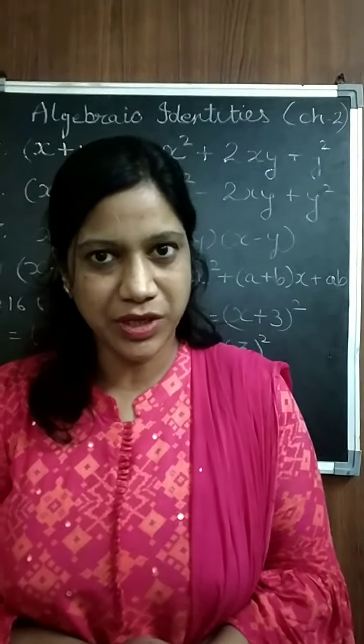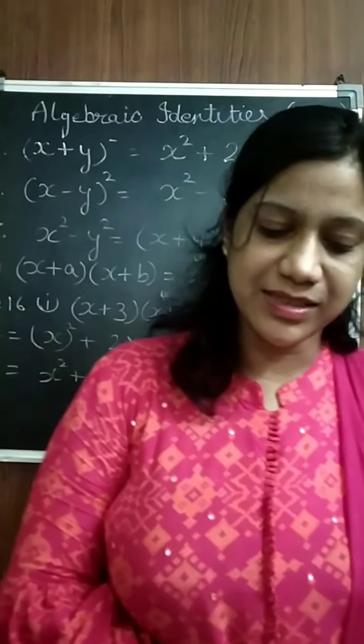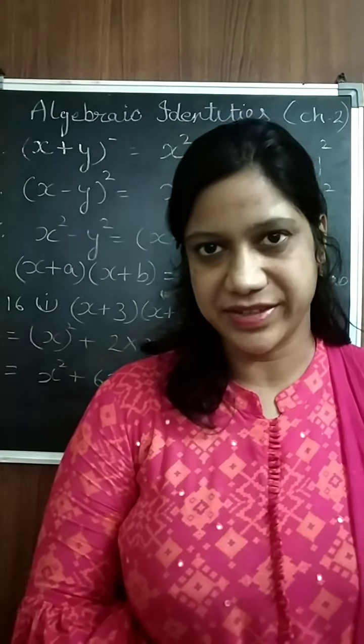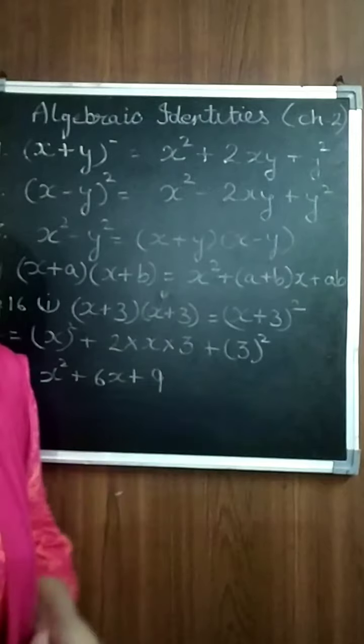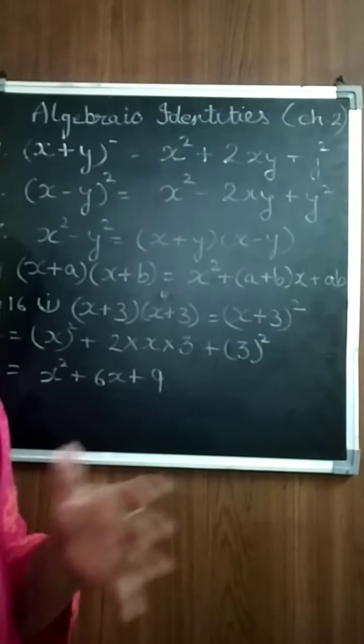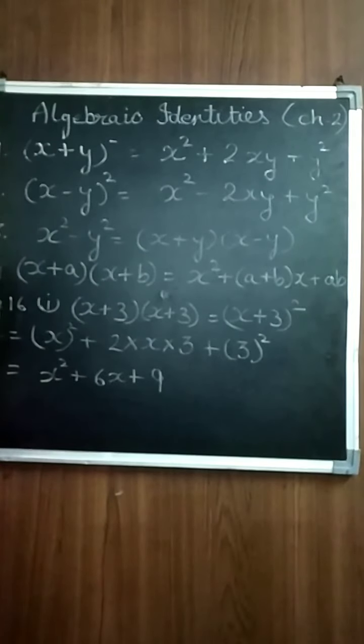Today we are going to continue our chapter 2. Chapter 2, the next exercise is based on algebraic identities. We have many identities here, but first of all we are going to recall the 8th class identities. 4 identities we have done in class 8.